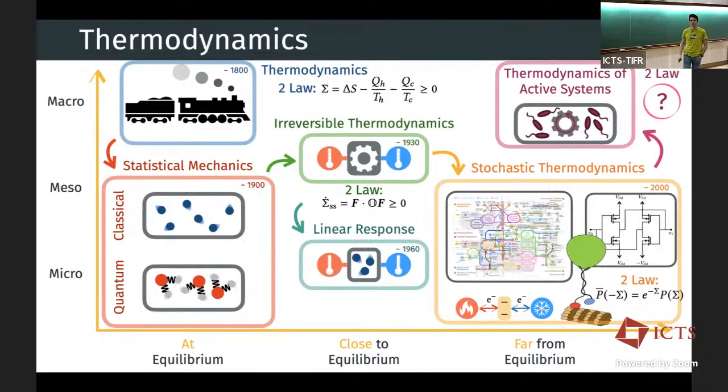Yeah, I just had a question about the comment that you made about deriving this from dynamical systems.